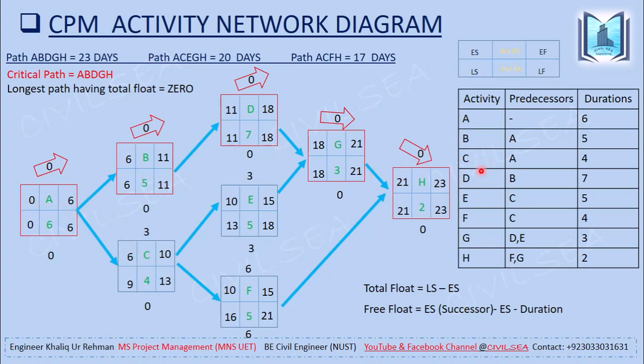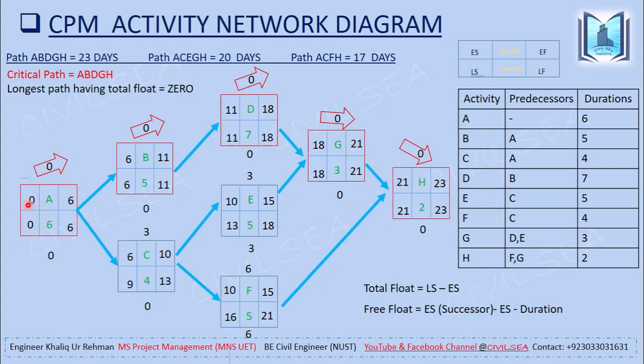The predecessor for activity D is activity B. The predecessor for activity E is activity C. You can see that the predecessor for activity F is activity C. The predecessor for activity G is D and E, activity D and activity E. Here you can see that the predecessor for activity H is F and G.